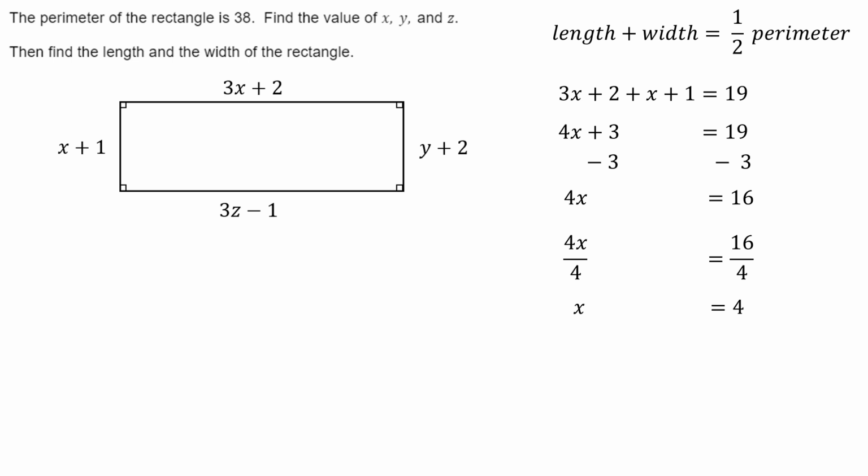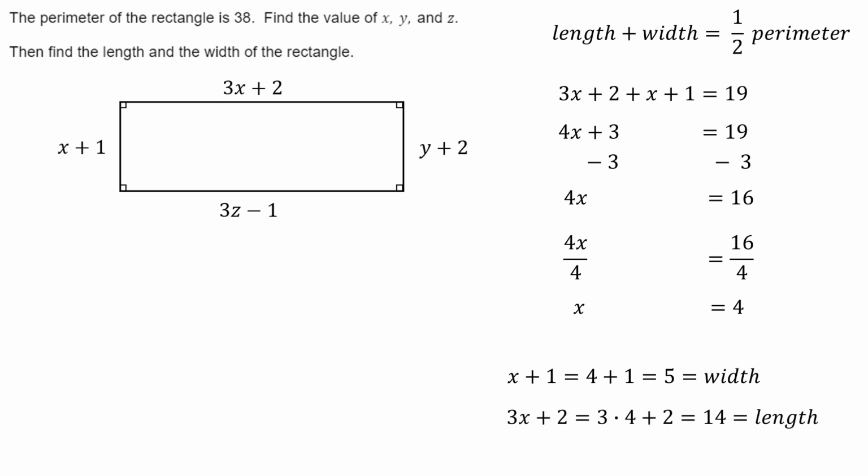Hey, and I can actually dive in now. I know the directions say find x, y, and z first. You can't really find y or z until you figure out the length or the width. So the width is just x plus 1, which is also 4 plus 1, which is 5. The length, a little bit trickier, 3x plus 2. So that becomes 3 times 4 plus 2, which is 14. So now I know the width and the length. So I can find y.